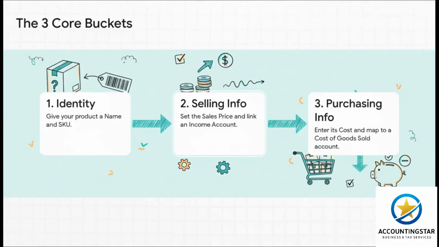What's so great about this slide is how it simplifies what can be a really busy screen. Forget all those different fields for just a second, and just think in these 3 buckets. First, what is it? That's its name and its SKU. Easy. Second, how do you sell it? That's your sales price and the income accounts it points to. And third, how do you buy it? Well, that's its cost and where that expense gets tracked, your cost of goods sold account. Seriously, get these 3 things right and you've pretty much mastered the foundation.